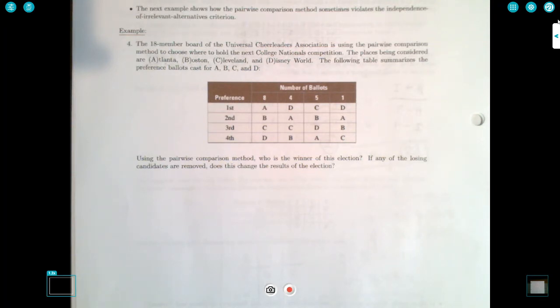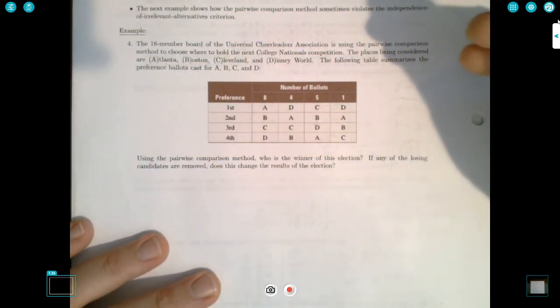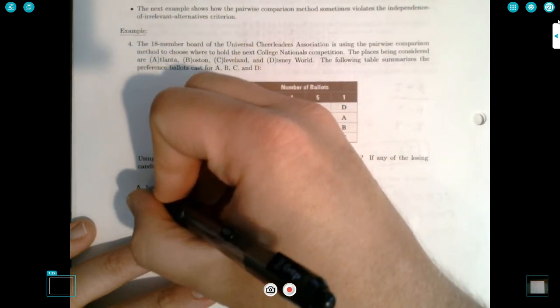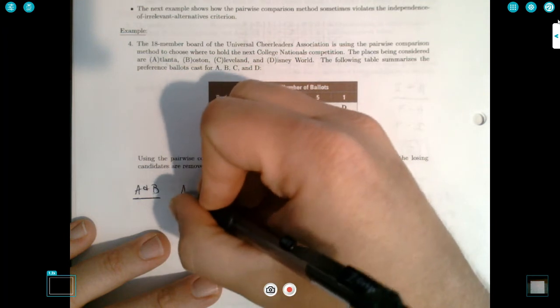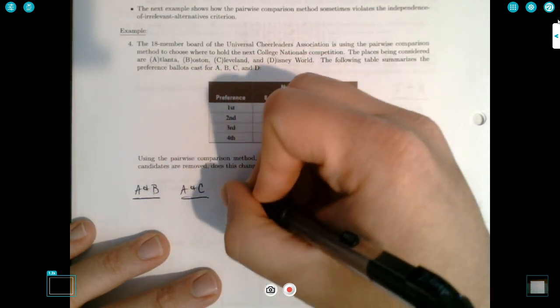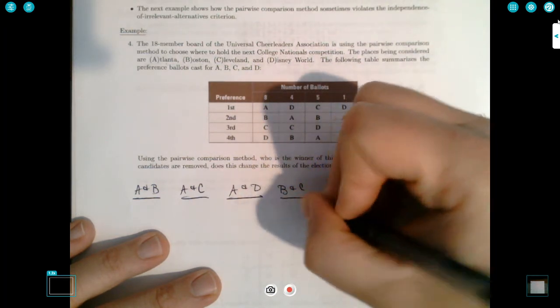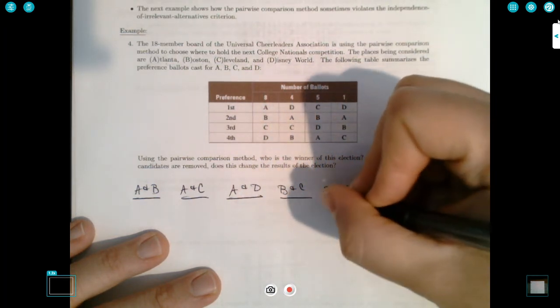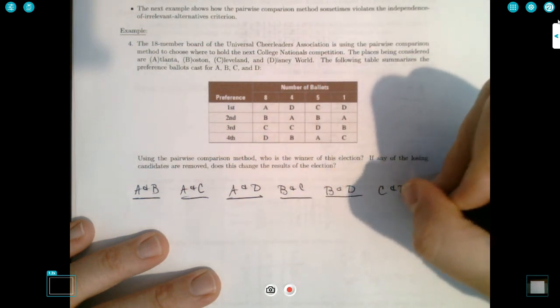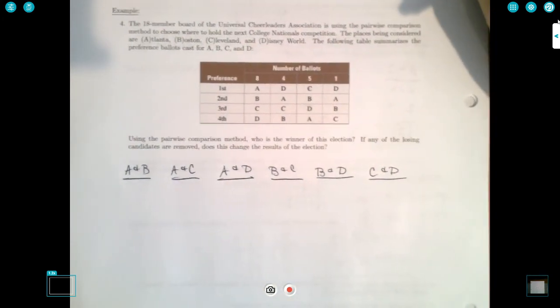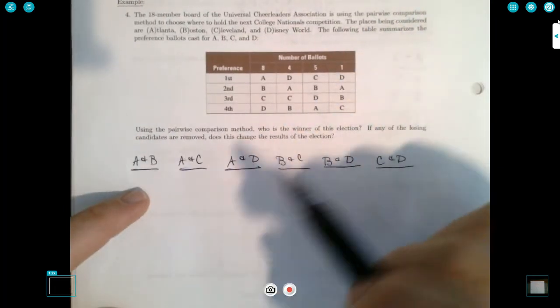Well, let's see. So using a pairwise comparison, we need to make 6 comparisons. We need to compare A and B, A and C, A and D, B and C, B and D, and then C and D. Okay, so let's see.